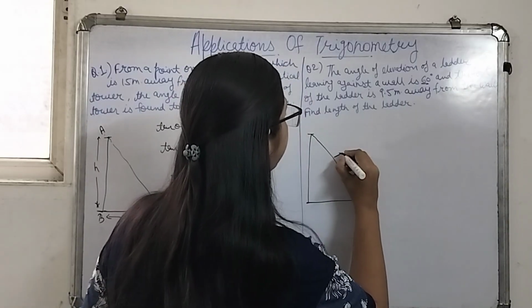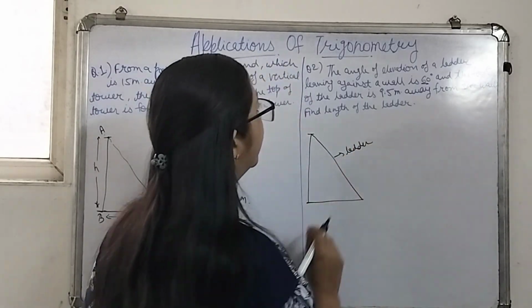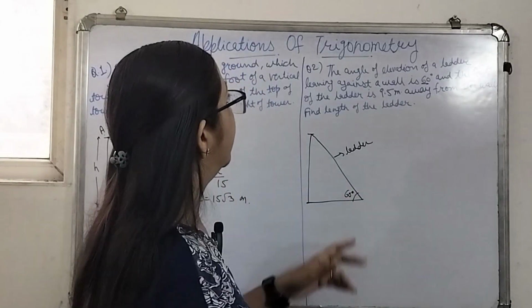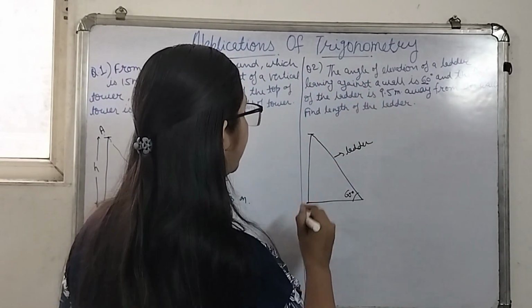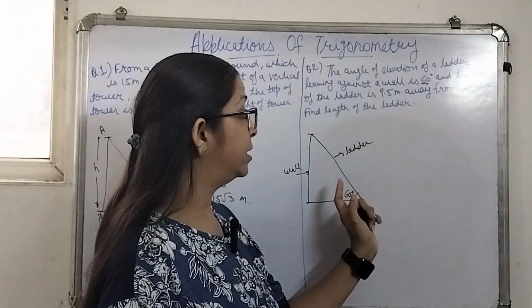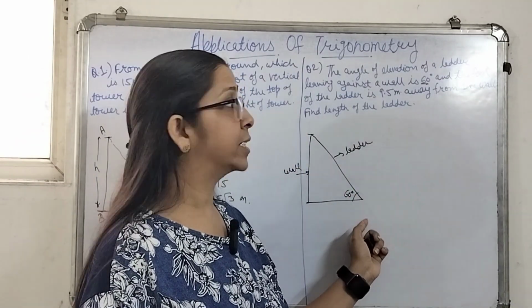This is the ladder we had assumed, and the angle of elevation is 60 degrees. It is leaning against a wall. So we have assumed this to be the wall. This is the wall, this is the ladder, and the angle of elevation is given to us as 60 degrees.